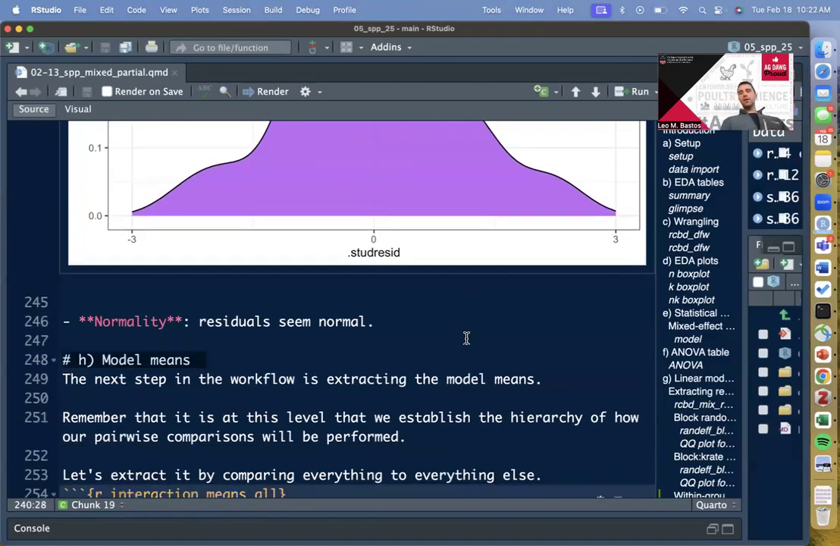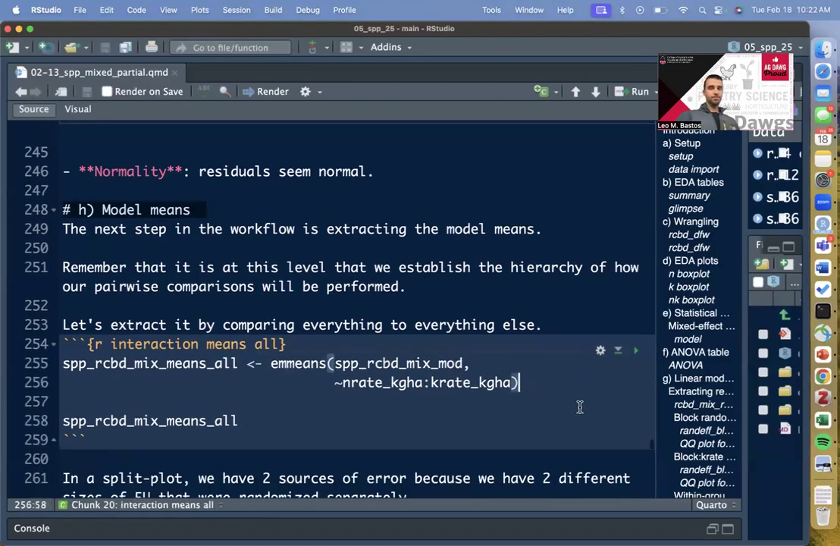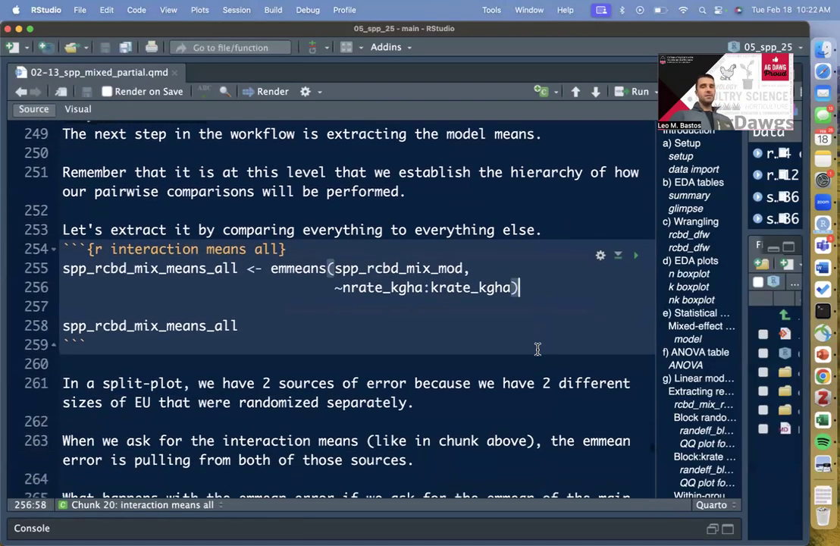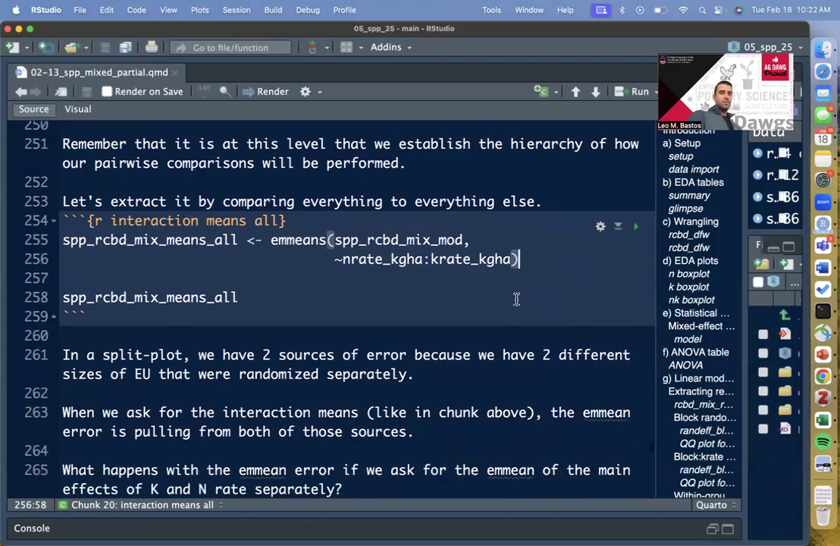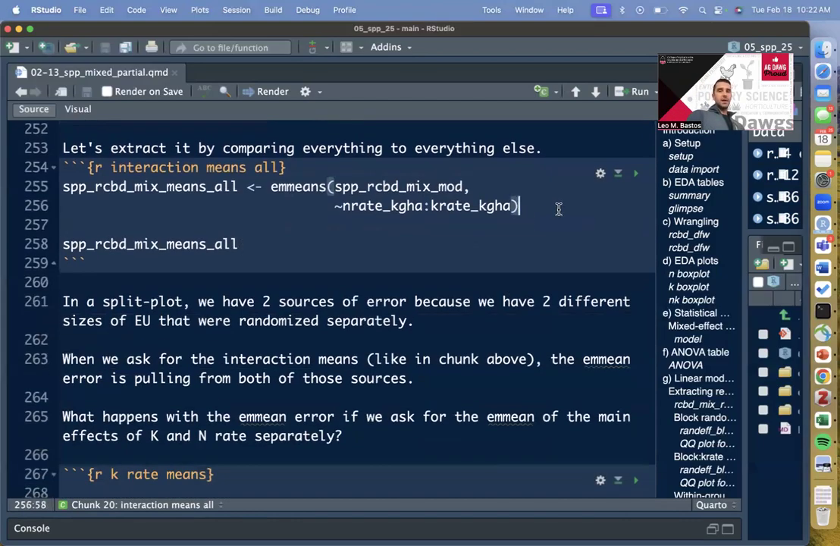All right, so we got to this point where we ran the model and we ran the ANOVA. There was something significant there, meaning that we want to use this model for inference. We checked the assumptions of the model before we did inference, and the assumptions held. So now we can go ahead and extract model means and do pairwise comparisons. I'm leaving you here the EM means code already for the nitrogen and potassium rates at the same level.